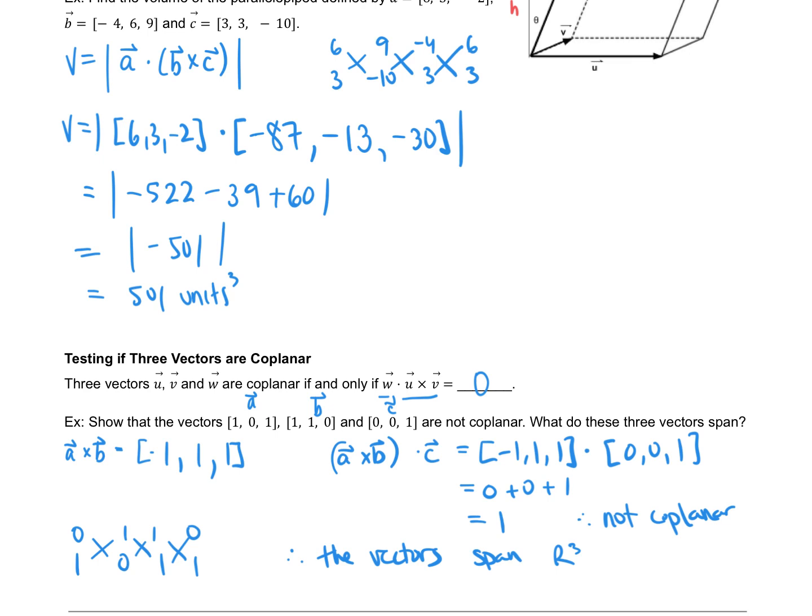And this is actually a lot quicker to test if they're coplanar instead of trying to create a linear combination and seeing if it works. Because in this case, if I try to create a linear combination of one vector with the other two, I wouldn't have been able to do it because these don't belong within the same plane. But this is a lot quicker than testing out that linear combination.